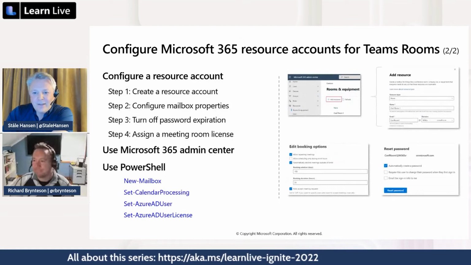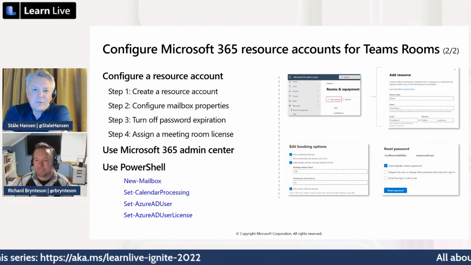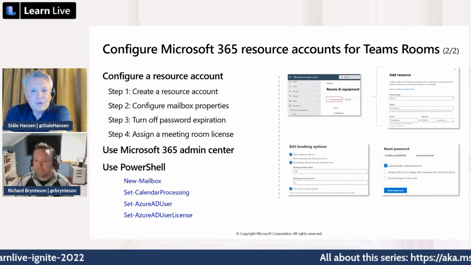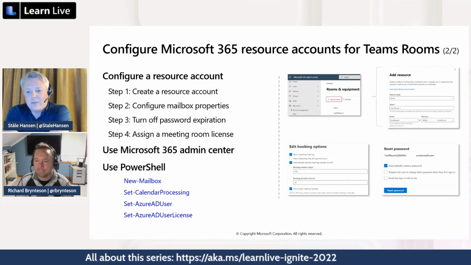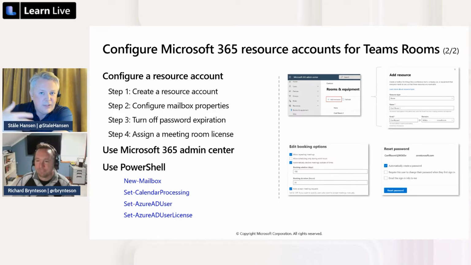The resource account is either an existing room, an Exchange room for instance, that you already have for booking the meeting room, or you create a new account. So it's all about creating the account and configuring mailbox properties because you're going to invite. You need to have the calendar set up. You need to turn off password expiration because, if it's an existing account, it's probably a disabled account as well. If it's a pure Exchange Online account for a resource account, a room account, you want to give it a password, turn off password expiration, and of course enable the account as well. And then of course assign the meeting room license.